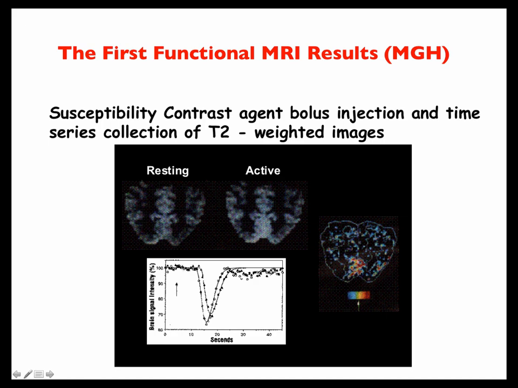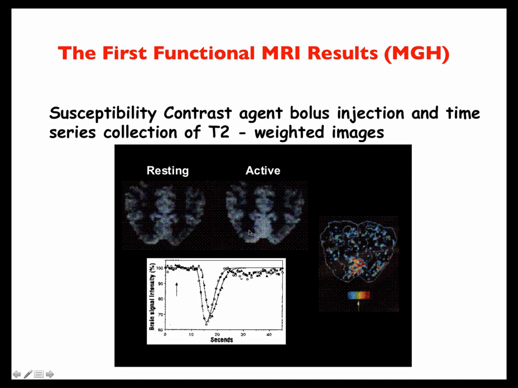Once it gets in the brain, it causes this massive signal decrease because it's paramagnetic, and then it comes back out, washes out. And integrating under this curve on a voxel-wise basis, he was able to make a nice map of resting state blood volume.